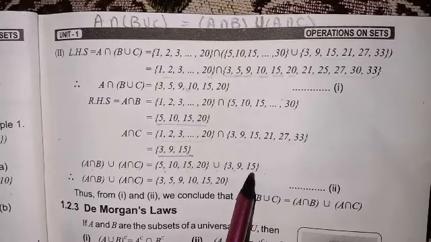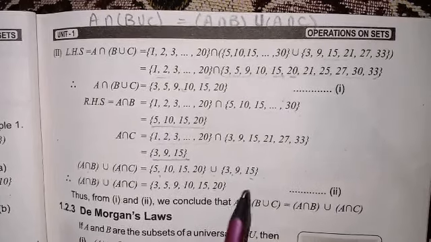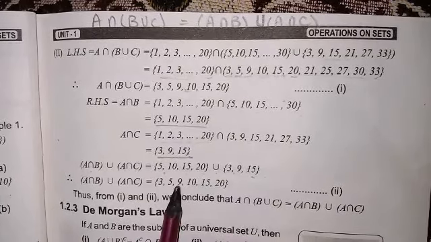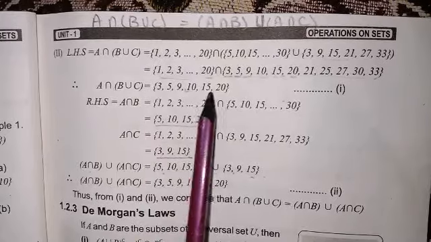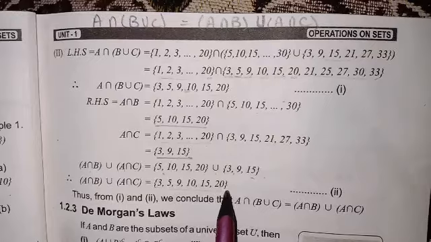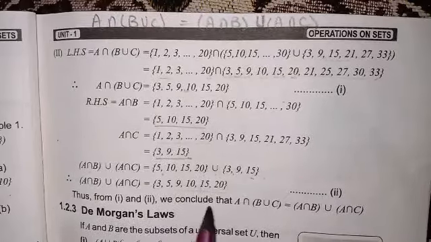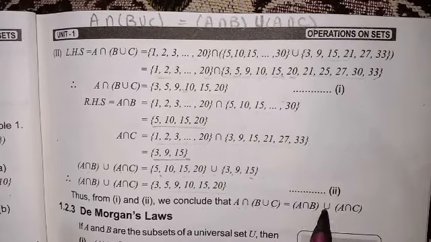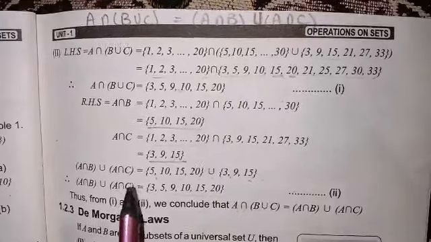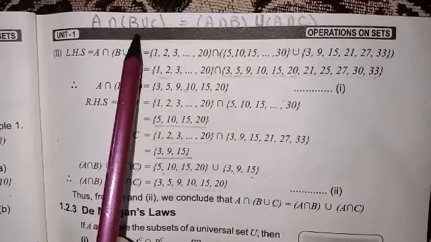We will combine all the elements of both sets, but keep in mind that repeating elements must be written once. So the answer is 3, 5, 9, 10, 15 and 20. As you can see, our left hand side answer and right hand side answer are the same. So we will write, thus from 1 and 2, we conclude that A intersection (B union C) is equal to (A intersection B) union (A intersection C). And students, we verified our second law, which is distributive law of intersection over union.